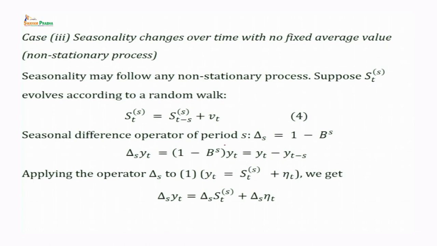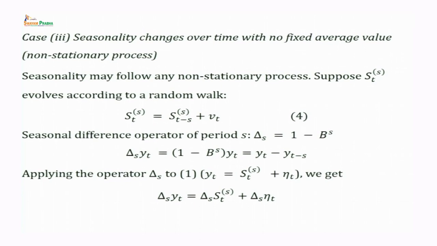Now, we define the seasonal difference operator of period s. Delta s is equal to 1 minus B to the power s, where B is the backward shift operator. Then delta s y t is equal to 1 minus B to the power s times yt, which is equal to yt minus yt minus s. So, it is the difference between the current value of y, yt, and the s-period lagged value of y, yt minus s. Then applying the operator delta s to equation 1, yt equal to STS plus eta t, we get delta s y t is equal to delta s STS plus delta s eta t. Now, if you look at this equation, delta s STS is equal to Vt.